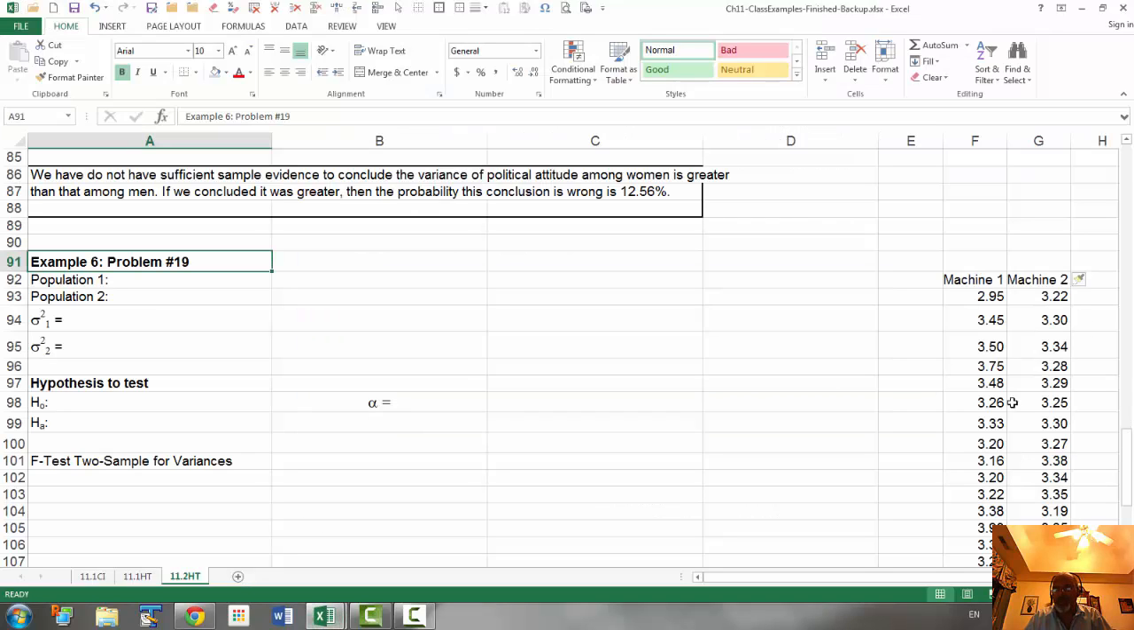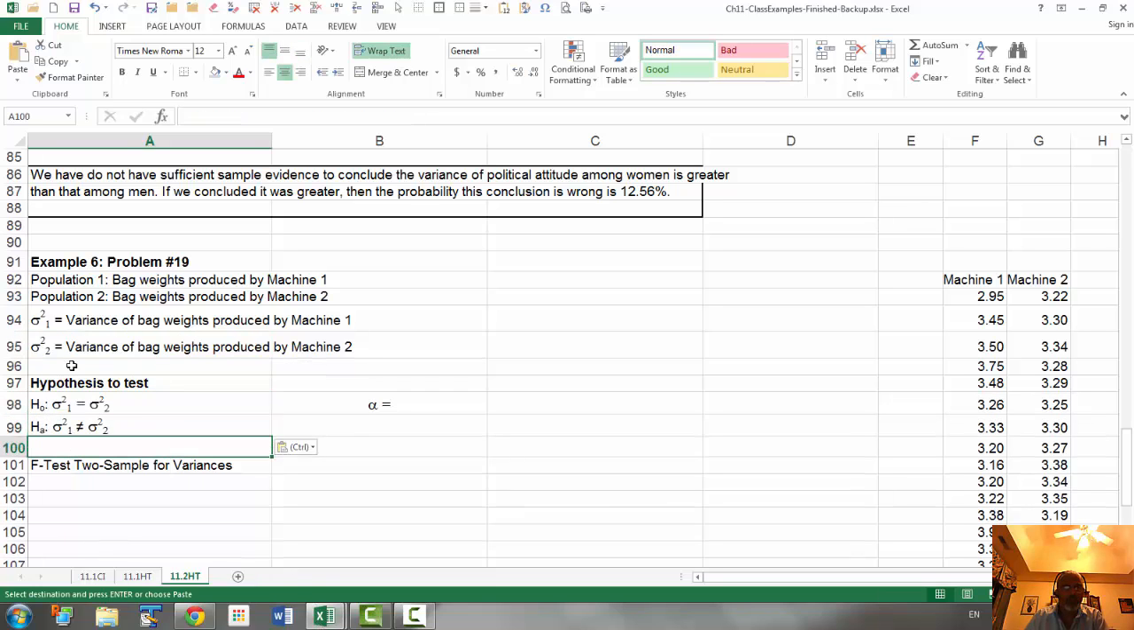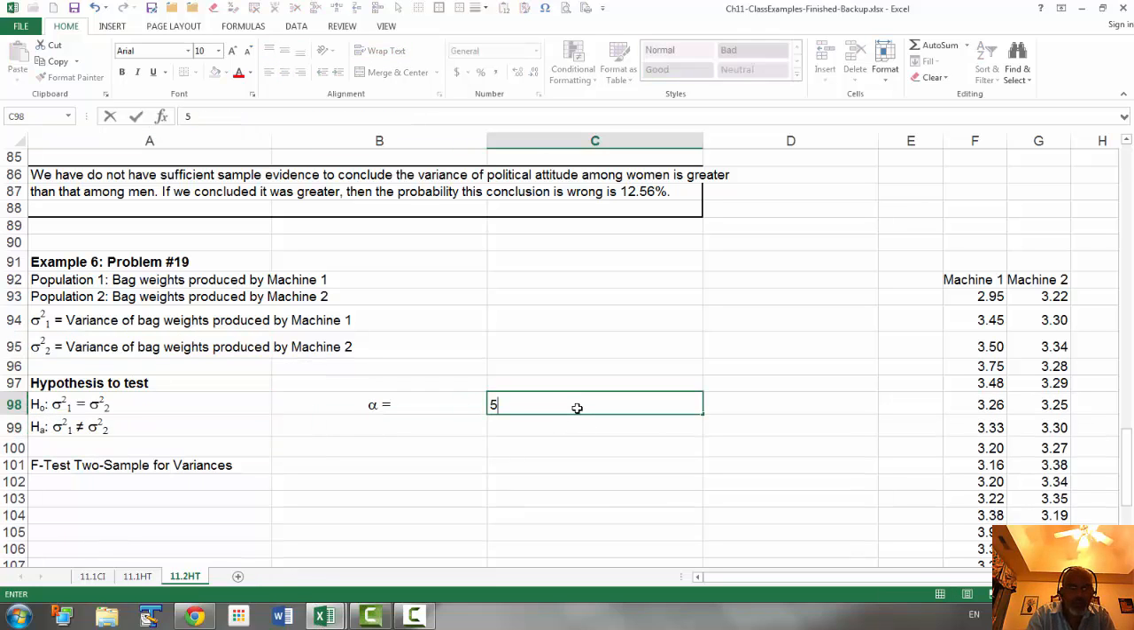So here is the data already set up. First thing to do is to define these parameters for the problem: bag weights for machine 1, bag weights for machine 2, variance of bag weights for machine 1, variance of bag weights for machine 2. Next we set up the hypothesis. We want to test whether the two variances are equal or not, so that will be a two-tailed test. And we want to use 5% alpha.